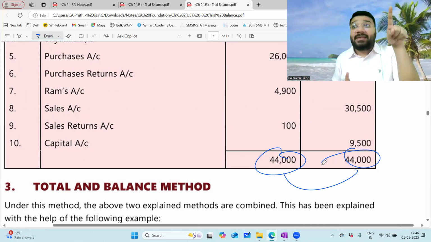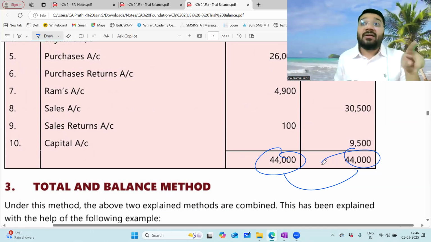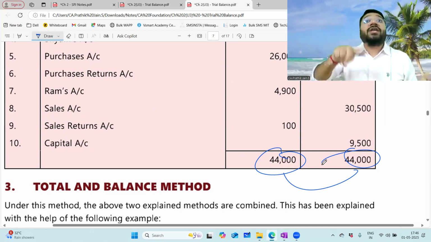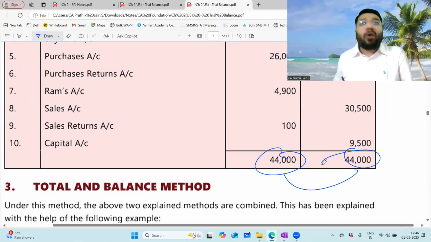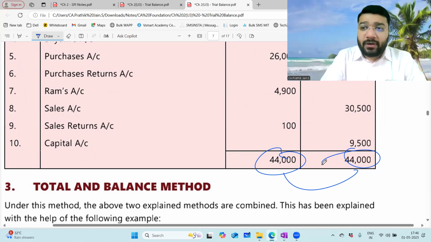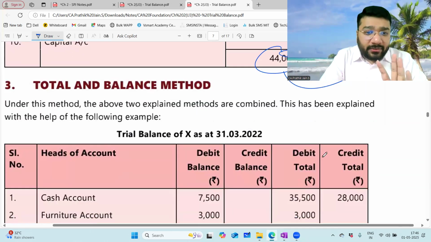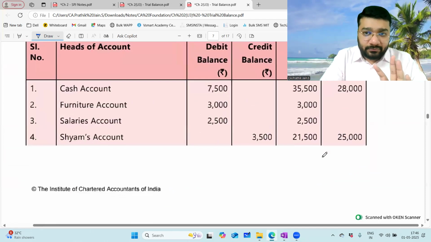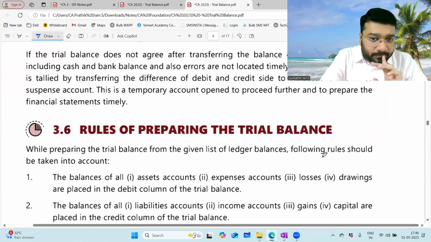A single-sided mistake can be identified by the trial balance. A double-sided mistake cannot be identified by preparing a trial balance. For that, you have to do checking of the accounts, called auditing. Only by auditing will you get to know the double-sided errors. Am I loud and clear? Any problem so far? Online people, am I loud and clear? Yes, sir.